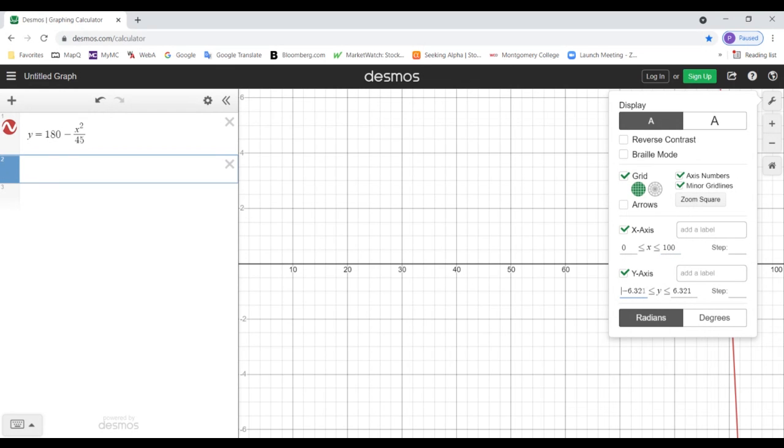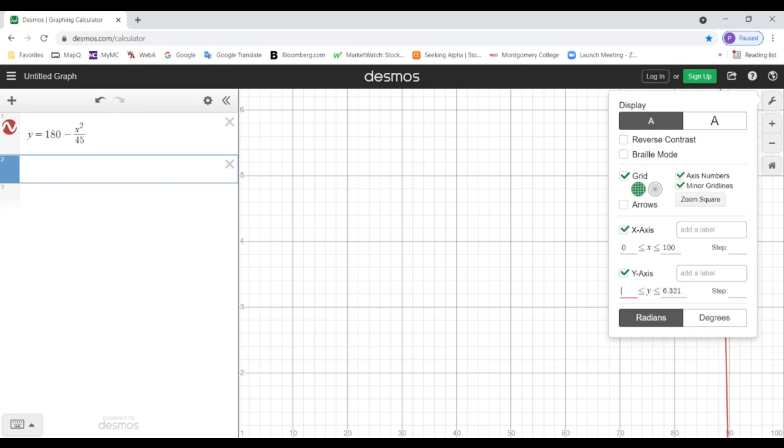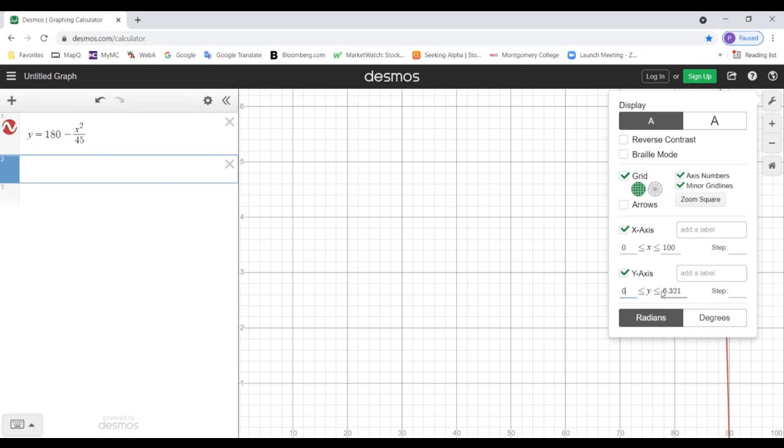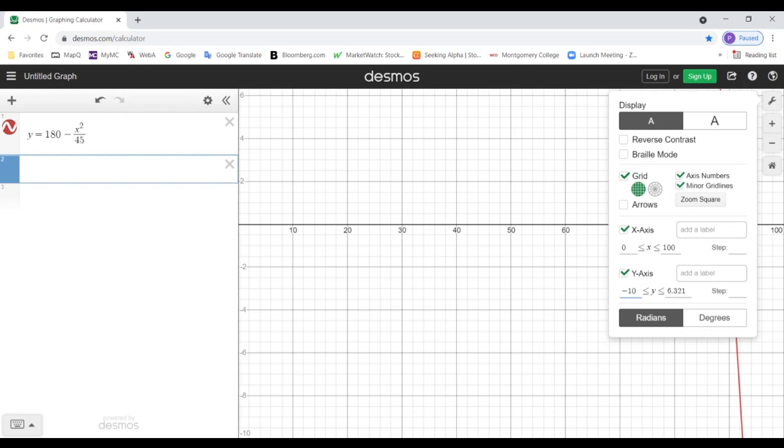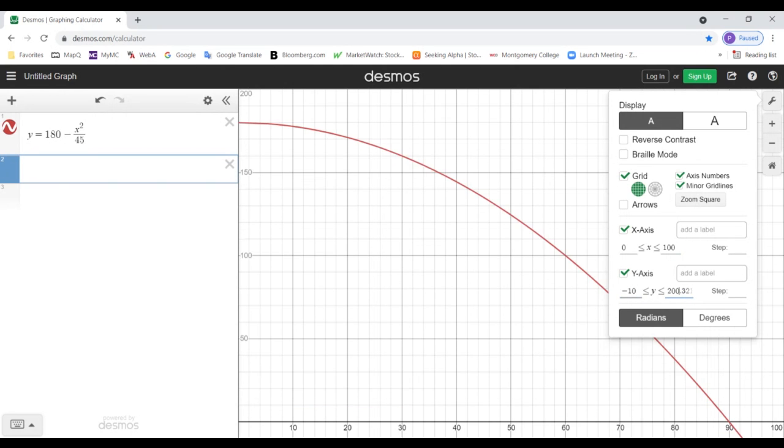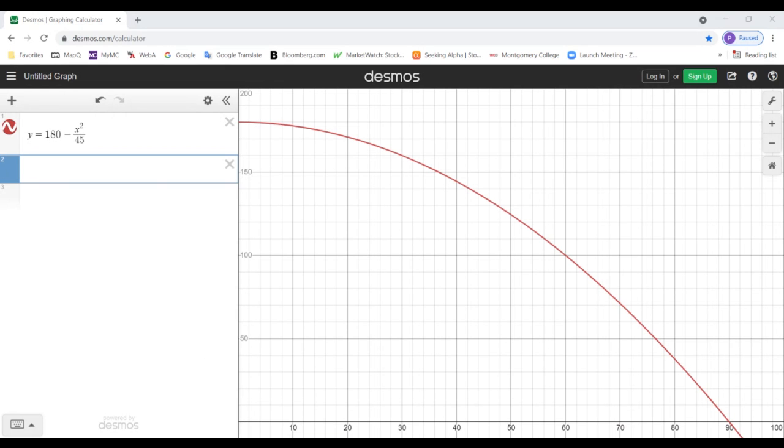For the y-axis, I really don't need negative values, but I like to see my x-axis, so I'll use a y-axis starting at -10 and go up to 200. Okay, and then I get a picture. So there is the trajectory. When the hawk drops its prey, there's that parabolic trajectory. Are there any questions so far?